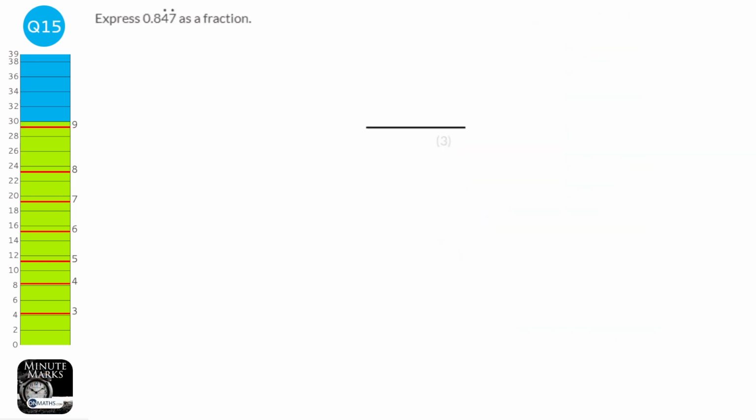I'm going to start by getting x equal to the 0.847 recurring. And I'm just going to show that with 3 dots. And we want to bring forward everything that's not part of the recurring pattern.